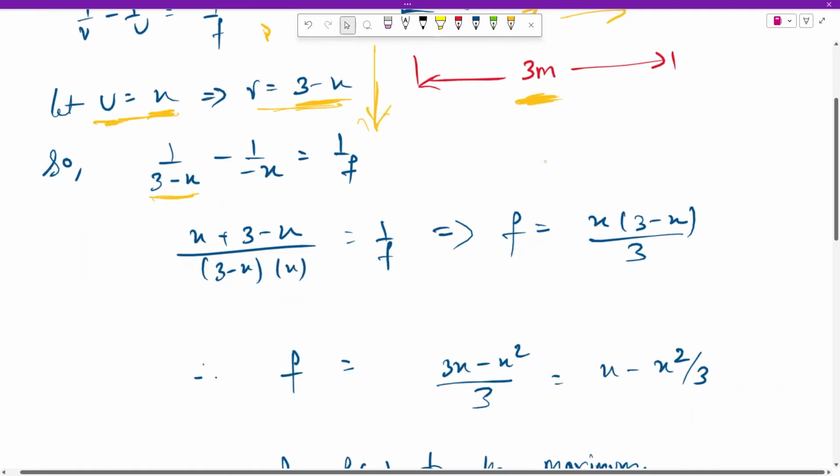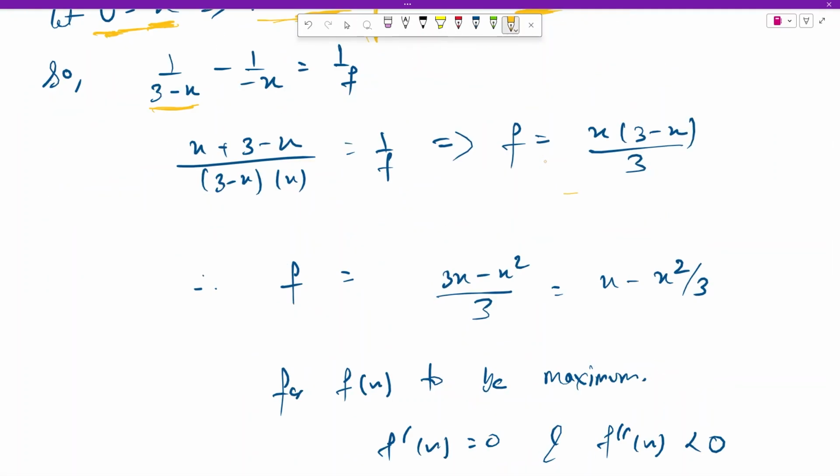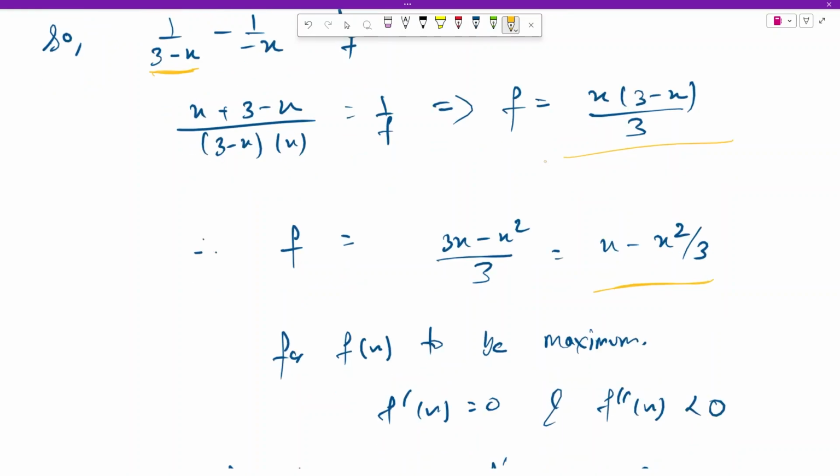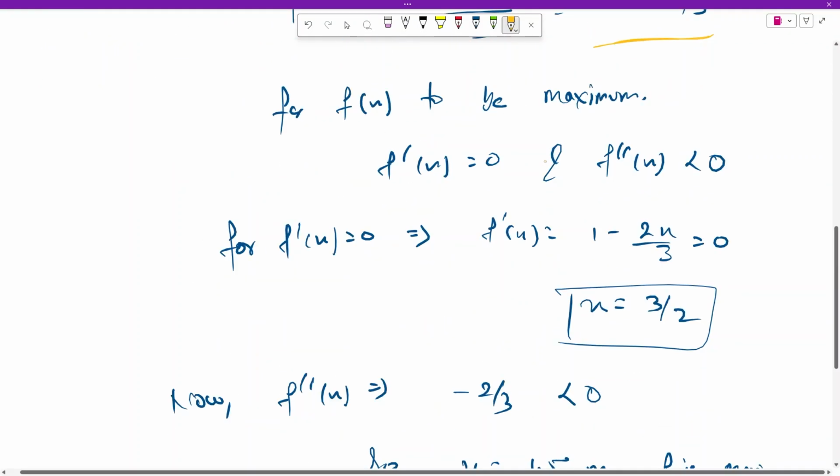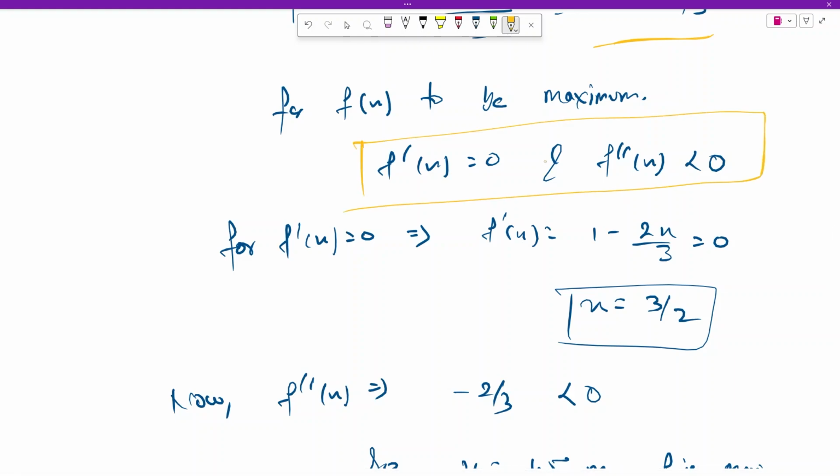Now solving for f, we get the value of f as 3x times (3 minus x) by 3. Upon simplification, we will get f as x minus x square by 3. Now for f(x) to be maximum, for this focal length function to be maximum, we know the mathematical condition: f dash x, or the differentiation of the function of focal length with respect to x, must be equal to 0, and the double differentiation of that function with respect to x must be less than 0.